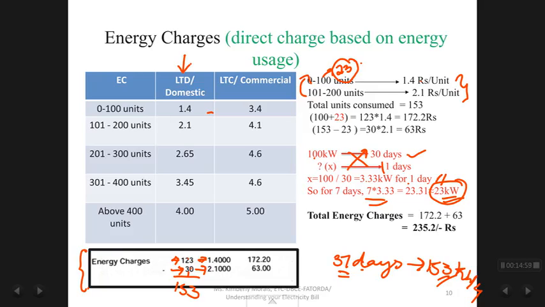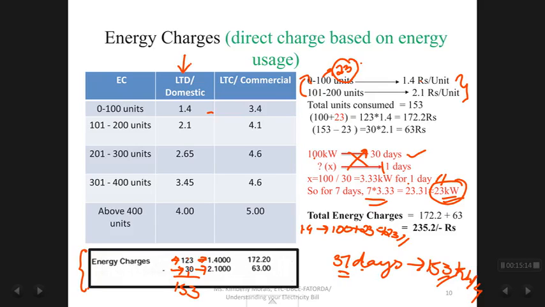So what remains is, originally I had 100, okay, 100, plus for this extra 7 days, it is 23. So ultimately it is 123 that I can push in my first slab.